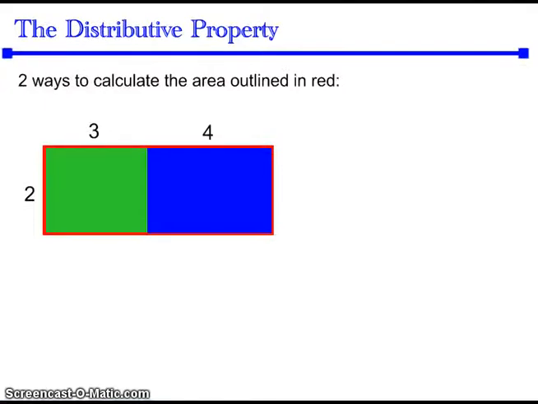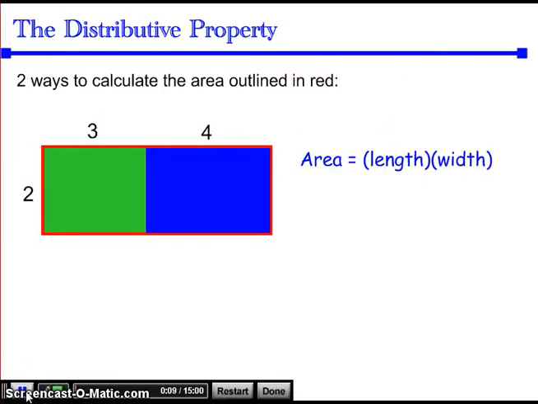The distributive property is the reason that there are two different ways to calculate the area outlined in red on your screen. Remember that the area of a rectangle is its length multiplied by its width. One option that we have for finding the area outlined in red would be to find the area of the green box and the blue box and add them together.